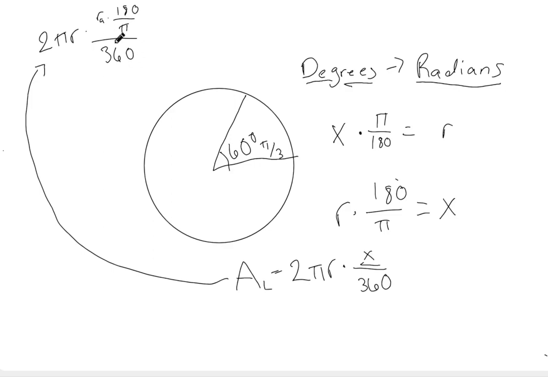And now we're going to do a little bit of math to help us cancel out all the things over here. If you notice, this pi and this pi cancel out. 2 times 180 divided by 360 is just 1. So this means that it's just our radius times our radian. This is what arc length is equal to.